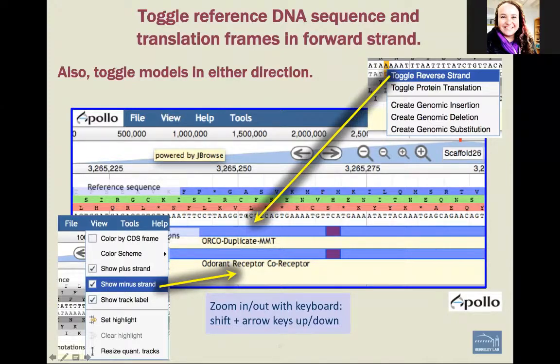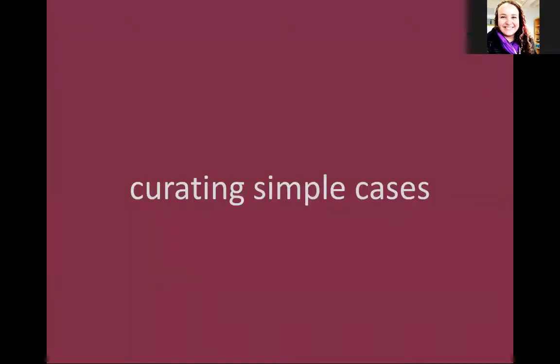As well, from the View top level menu, you can uncheck the show minus strands to remove annotations. So this actually toggles on and off gene models in either direction. You can also use the zoom in and out, where the keyboard and shift arrow helps you to move up and down. Okay, so those are basic functionality that you can be doing along as you wish.